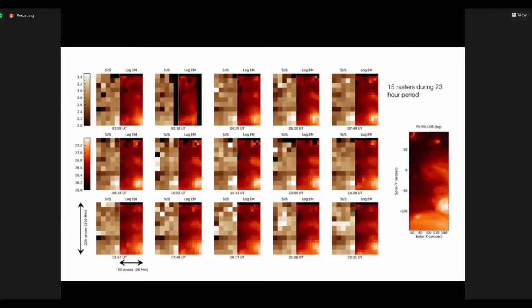In terms of results, this slide shows an example of a coronal hole boundary observed by ICE continuously for almost 24 hours. In this case, I'm able to obtain silicon to sulfur maps of the boundary region in an automated way using the software I've just described in this talk. And this slide just shows the ratios derived from the method.